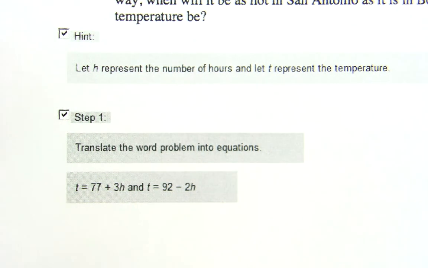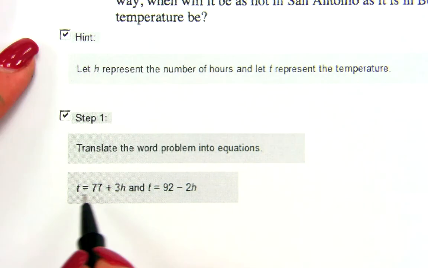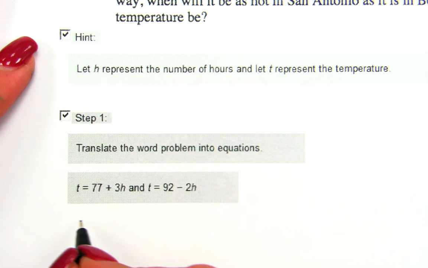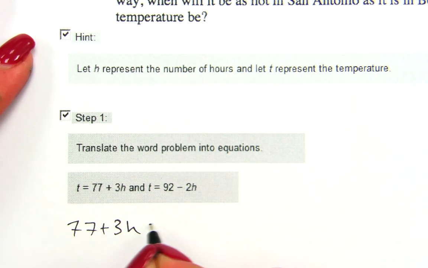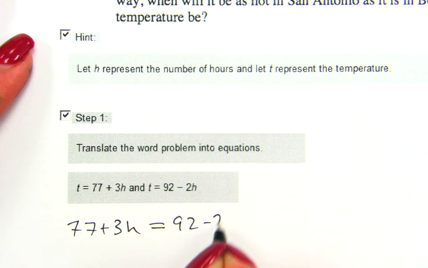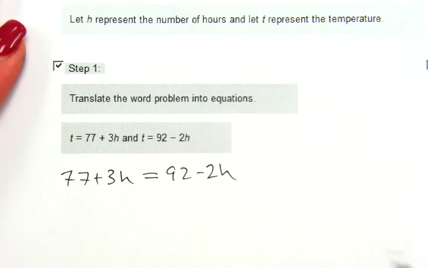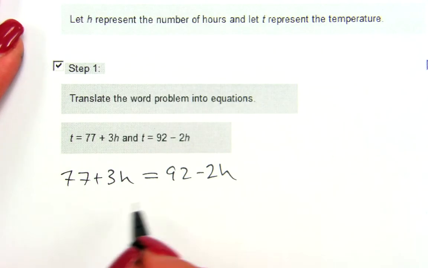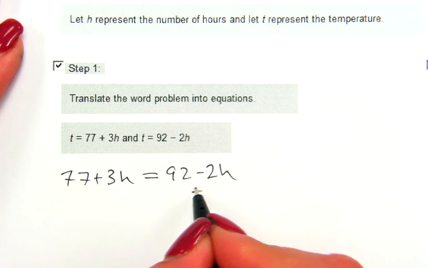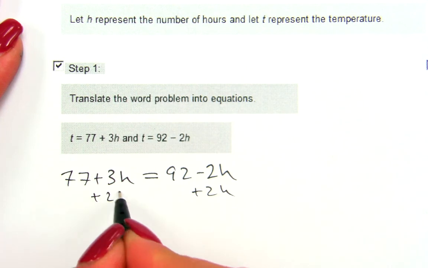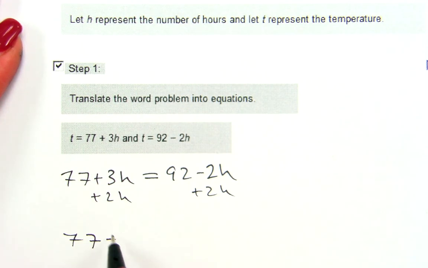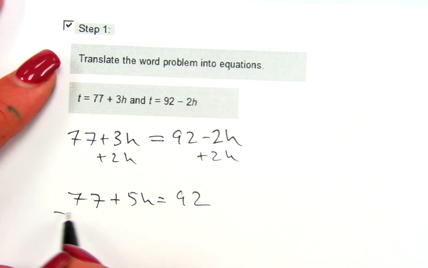Now, if you remember last year, you can use the equal values method and set these equal to each other. Since they're both equal to T, you can say 77 plus 3H has to equal 92 minus 2H, because we set them equal to each other. Let's add 2H to both sides. So 77 plus 5H is going to equal 92.